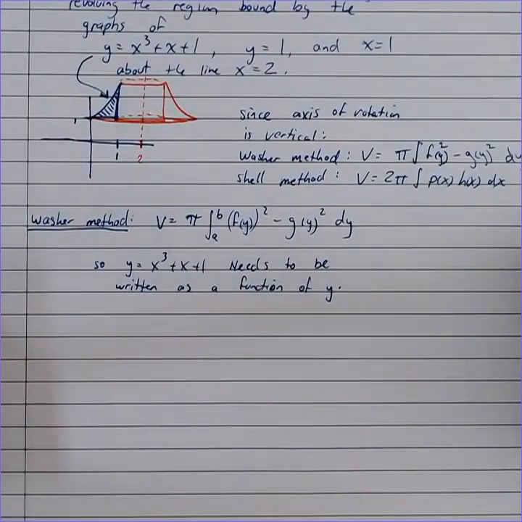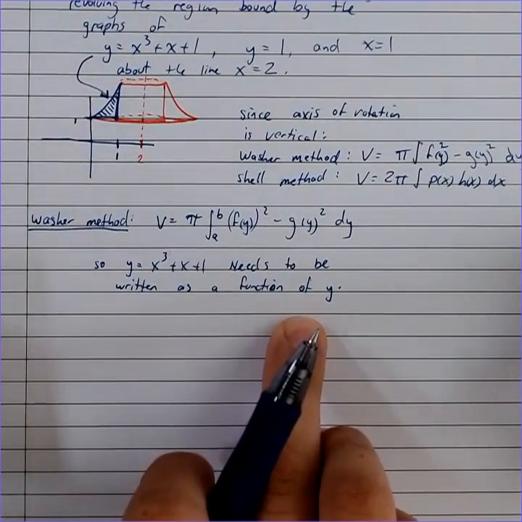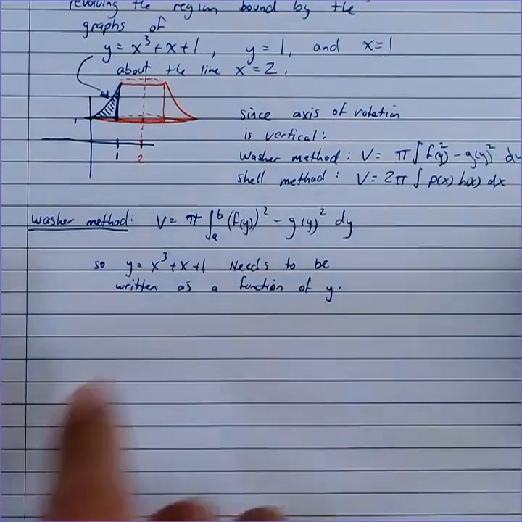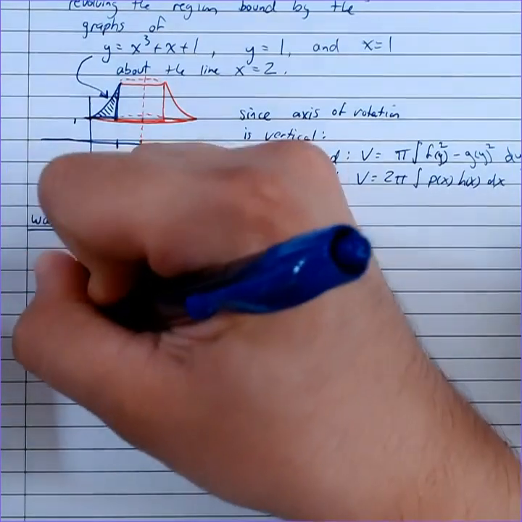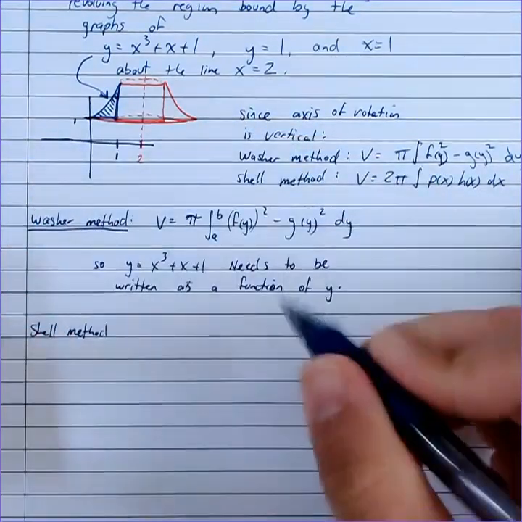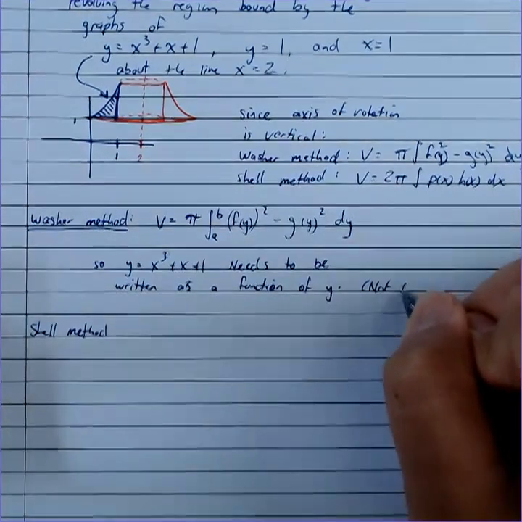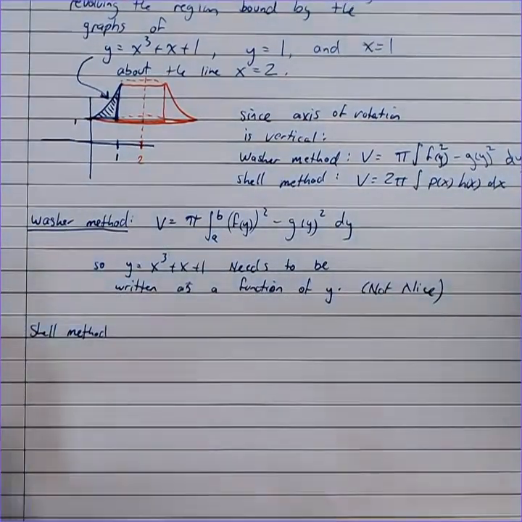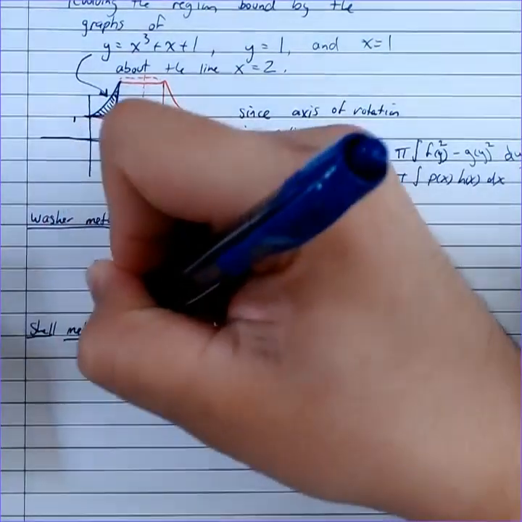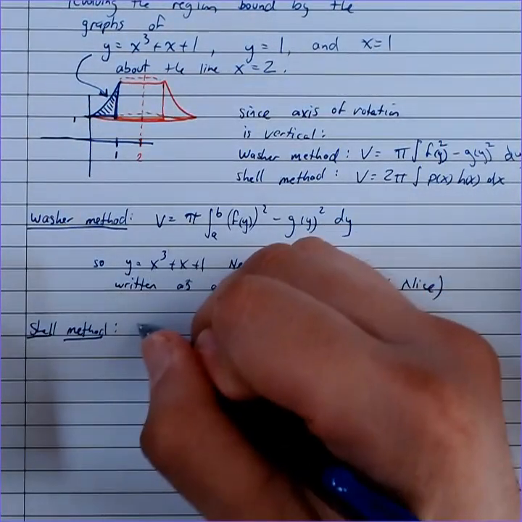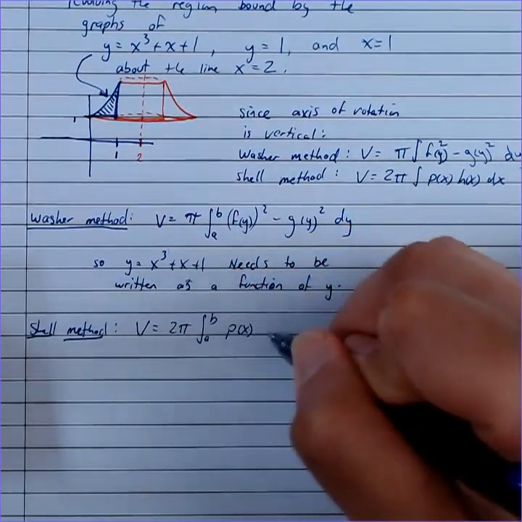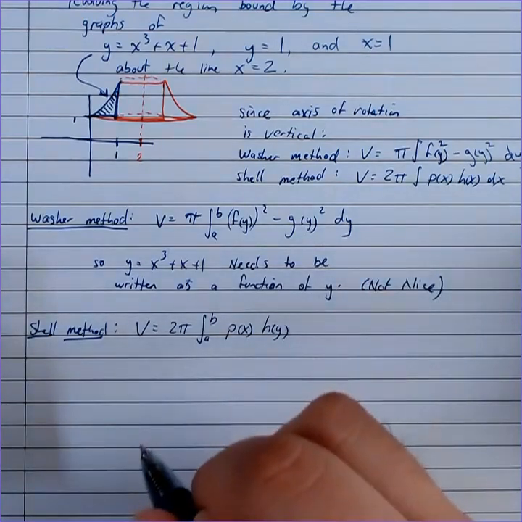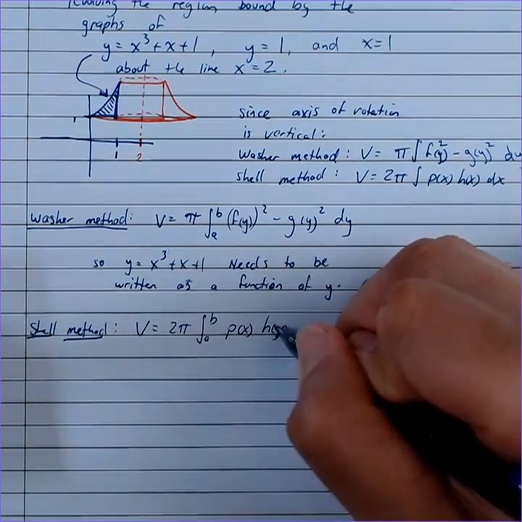So here, since this is either difficult or impossible, and in some cases it actually is impossible to invert them, let's go ahead and use the other method, the shell method. So here I'm just going to say not nice. The shell method would have us do it the other way. It would say volume is equal to 2 pi integral from a to b of p of x h of x dx.